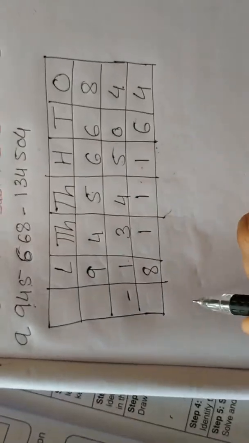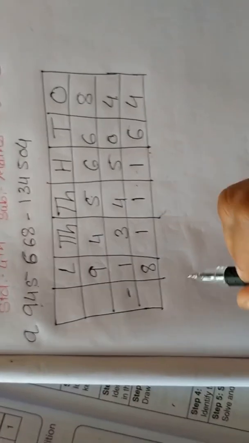Now students, is our answer correct or not? How will we identify that? We have to do the addition. Again we have to draw the place value table.